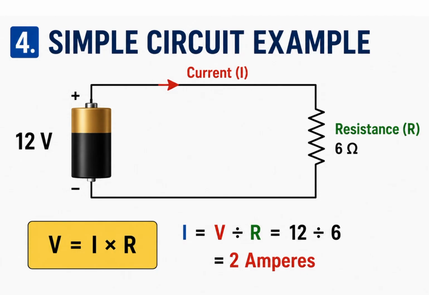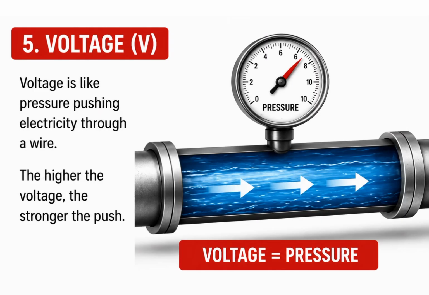So this is a simple circuit where we have a 12-volt battery supplying a resistance of 6 ohms. In this case, if we are asked to look for the current flowing through that resistor, we already know V is equal to I times R. So in order for us to have I, we have to take the voltage divided by the resistance, which in this case is 12 divided by 6. Therefore, our answer is going to be 2 amperes. Then we need to explain the voltage, resistance, and current.